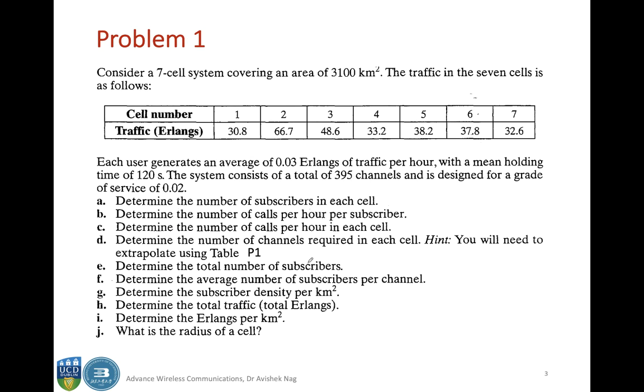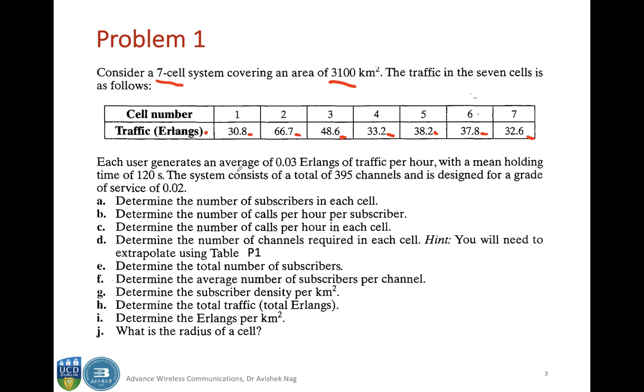So this is the problem. Let's solve it together. Let's say we have a 7-cell system covering an area of 3,100 square kilometers, and the traffic in the 7 cells is given as follows. The traffic in Erlangs is given for each cell.